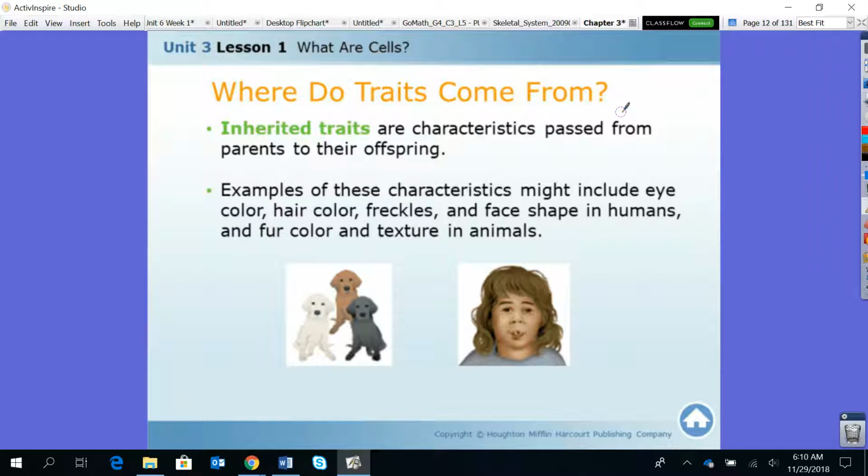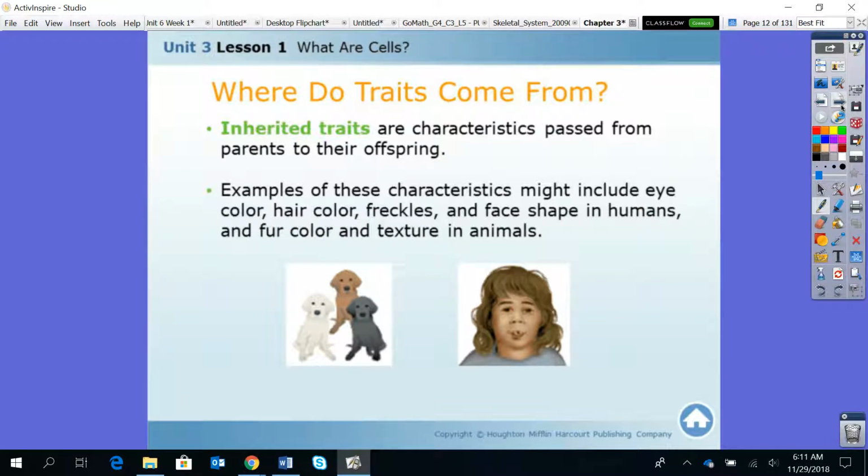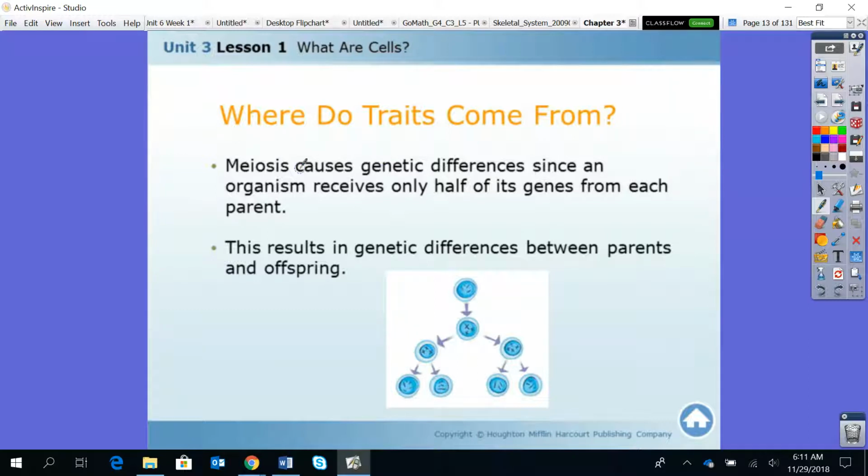Inherited traits are characteristics passed from parents to their offspring. Examples of these characteristic traits might be your eye color, hair color, freckles, and face shape, and fur color and texture in an animal.